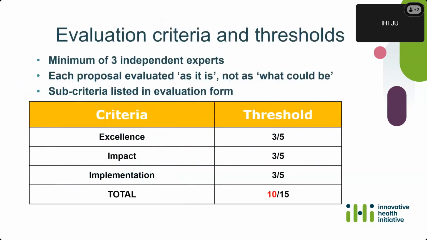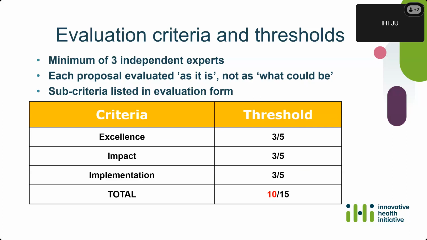Regarding the evaluation criteria, each proposal is evaluated by a minimum of 3 independent experts. However, in IHI, due to the complexity of the call, the budget size, and also the technical nature of the topics, we always aim for more experts, from 6 to 7, in order to ensure that all the expertise required is covered within the panel of experts. So each proposal should be evaluated as it is. The experts evaluate what is written in the proposal without making any assumptions. So it's really important to be clear.